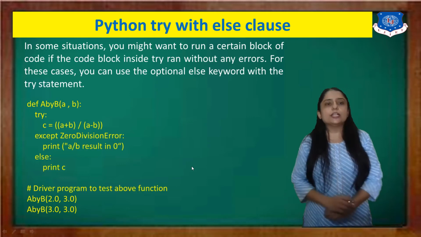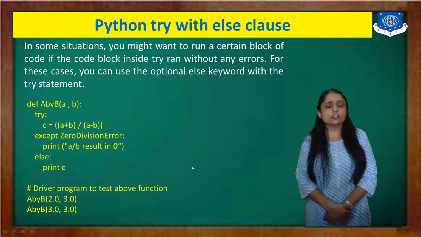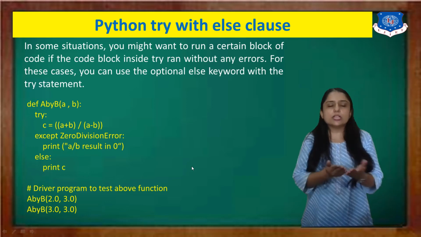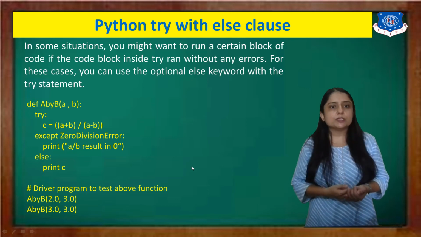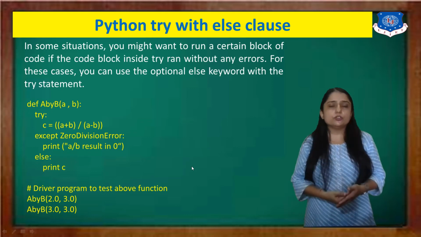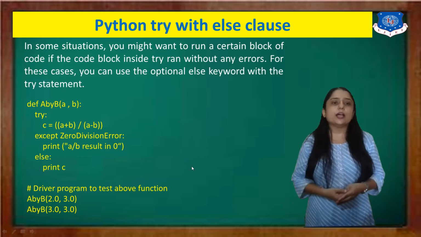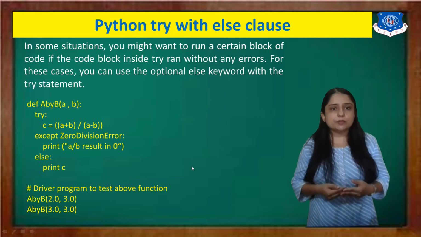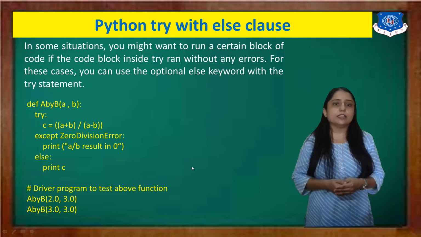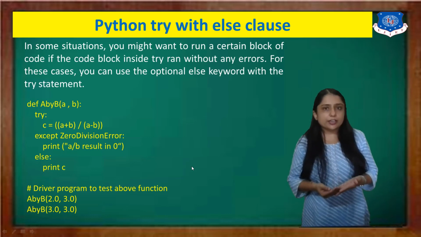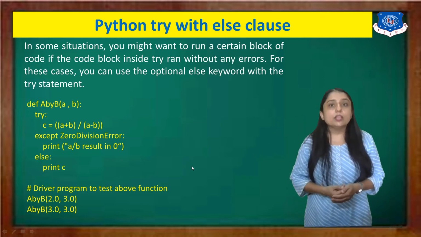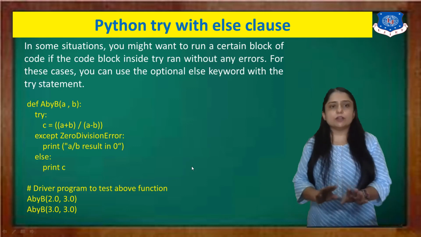See here, for example, I am considering one function. The name of the function is a_by_b, because I want to do the division. You can specify any name, it's not necessary to use this name only. Inside that I'll pass two values, because I want to divide a and b. Then try: c equal to (a plus b) divided by (a minus b). Then except ZeroDivisionError, print: if any zero division error occurs, it will print 'a by b result is a 0'. Otherwise, I just want to print the value of c.